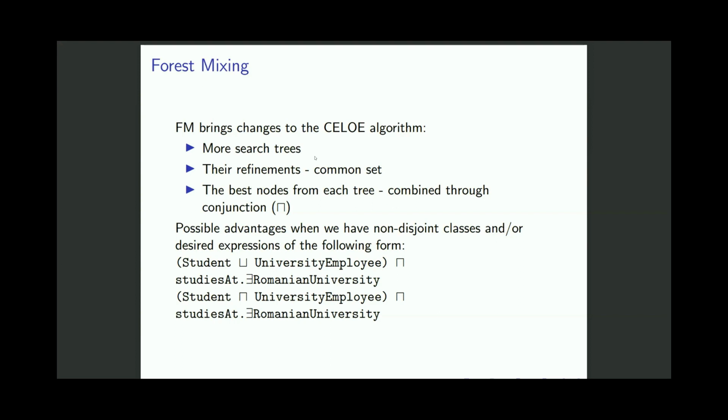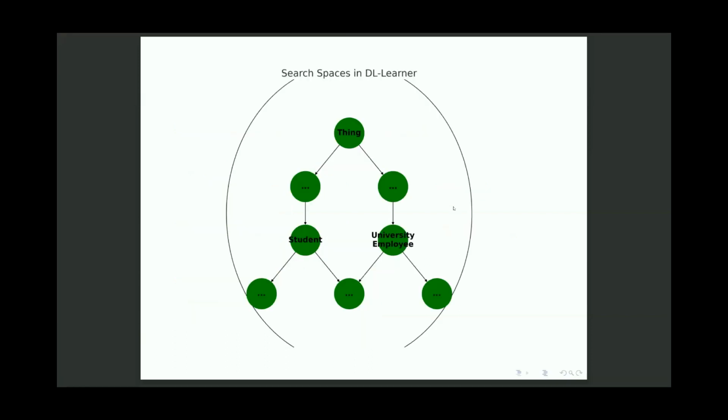or when we have an expression of the following kind, when you have your student and university employee, which are two different classes, and they might be very, very different, might be very far away in the search tree. And it will take a long time to actually find those two and create an expression for those two. This is better exemplified in the following diagram.